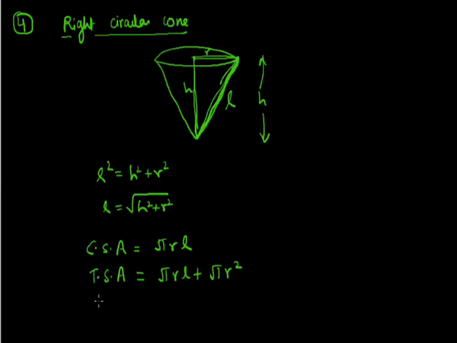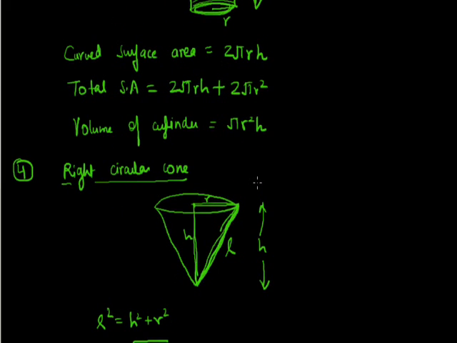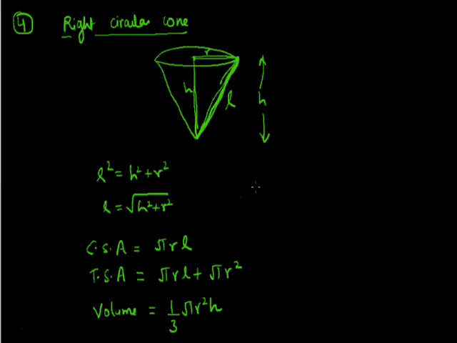So this gives us the total surface area of the cone, and accordingly we can find out the volume of the right circular cone, which is 1 by 3 pi r square h, that is 1/3 of the volume of the right circular cylinder. These are the basic formulas which we generally use in finding out the curved surface area, total surface area, and volume of these 3D figures which we studied, that is cuboid, cube, cylinder, and cone.